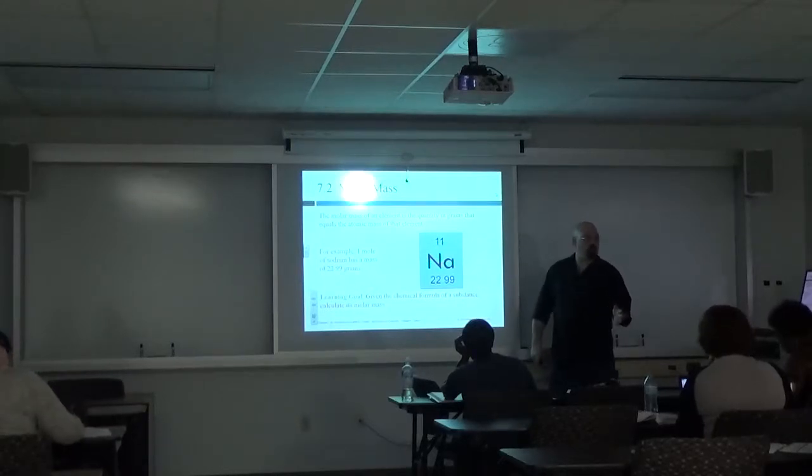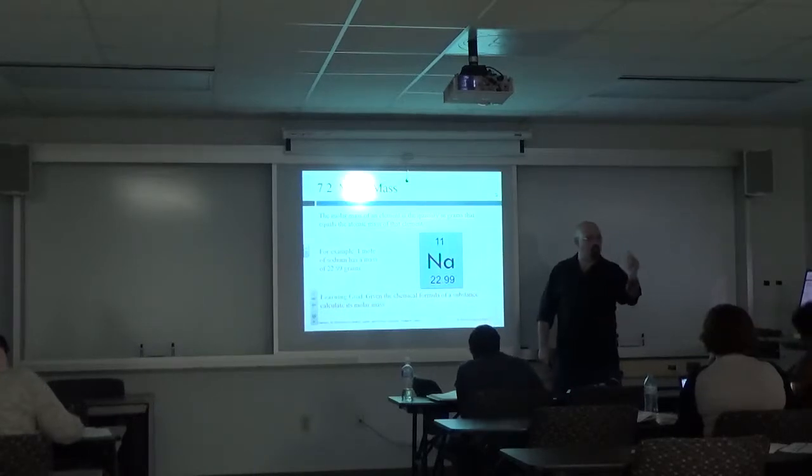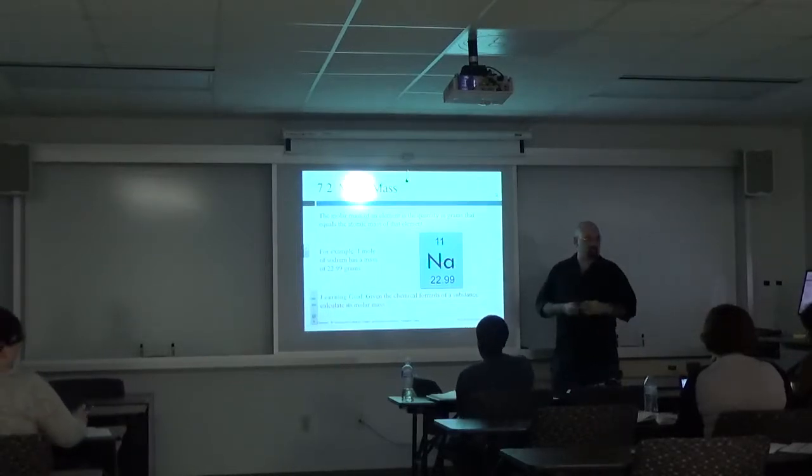If I flip a coin 6.022 times 10 to the 23rd times, what percentage of them are going to be heads? 50%, right? If I flip it once, it might be 0 or 100, right? The larger the sample, the closer we're going to get to that exact average.